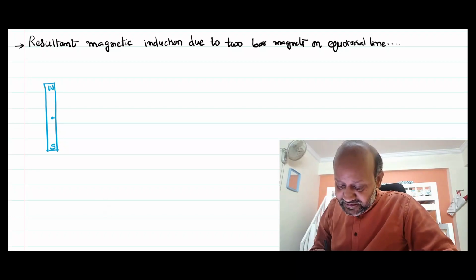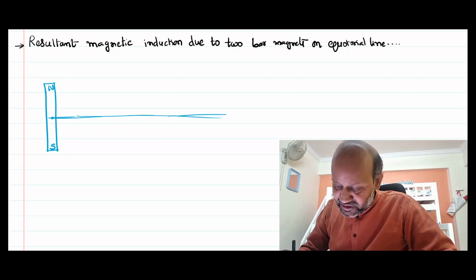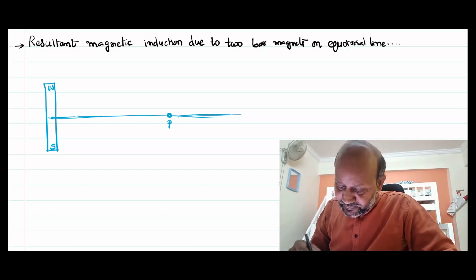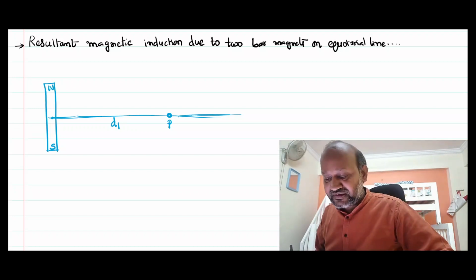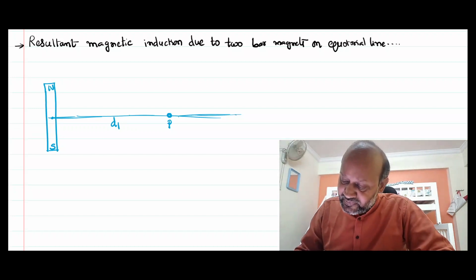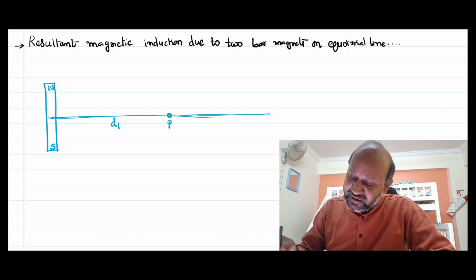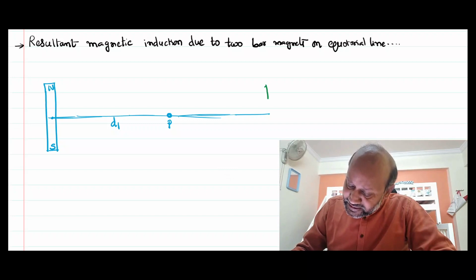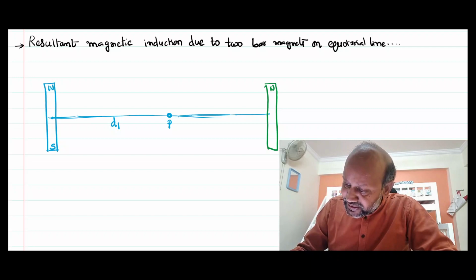Let us consider a line that is the equatorial line of this bar magnet. At a point P, at a distance d1, I want to find the resultant magnetic induction. But one thing I want to tell you is that it is not just one magnet that I am taking in this problem. I want to take another magnet. This is also assumed to be an identical magnet.